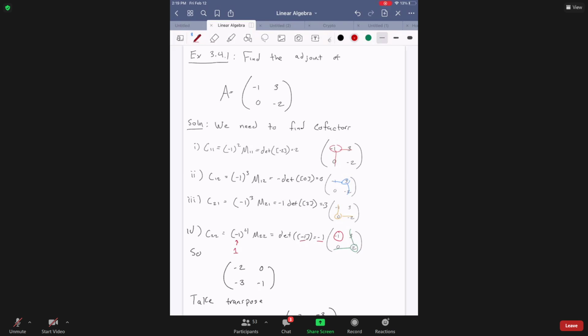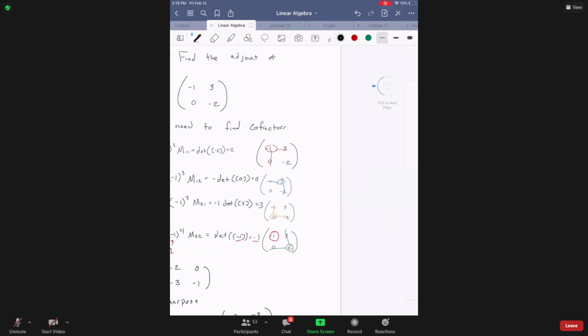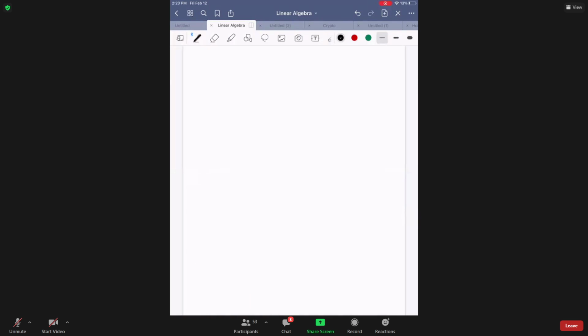Okay, so as you can see, imagine if this was a 3 by 3, you would have to do 9 of these, right? So not very practical, but useful in theory. And we'll see the usefulness right now. So now we can derive a formula for the inverse of any matrix.